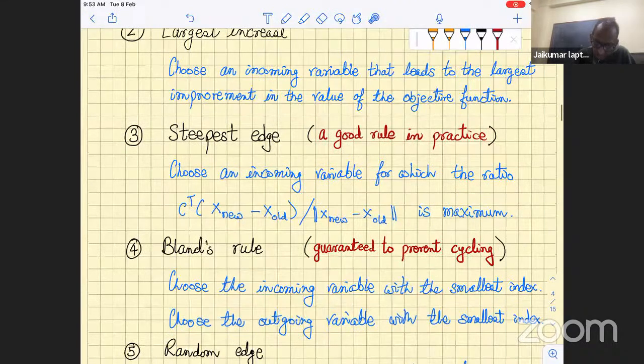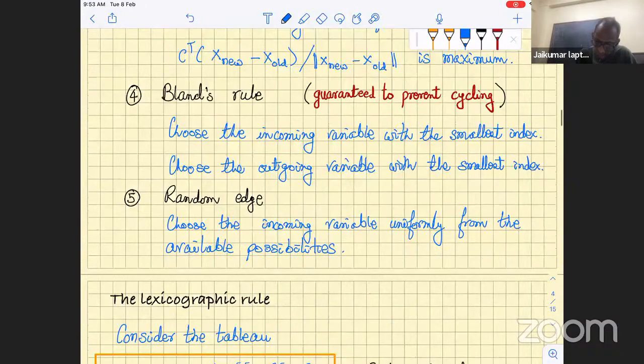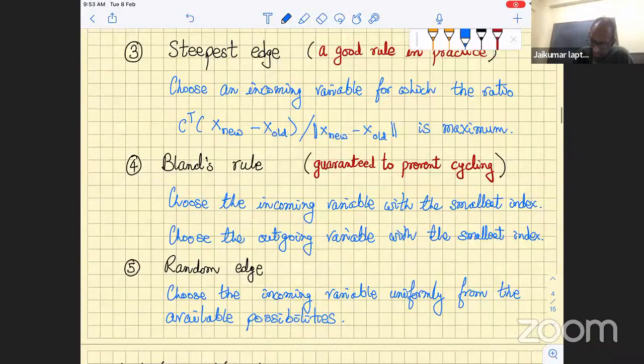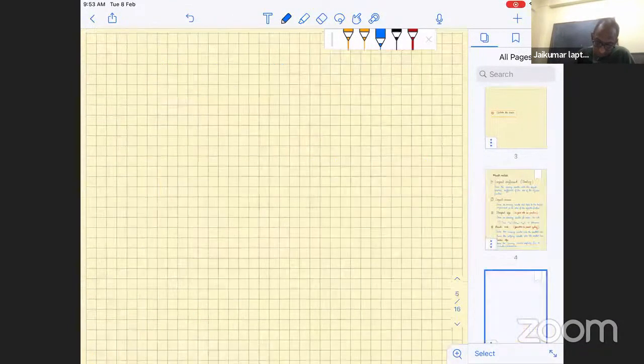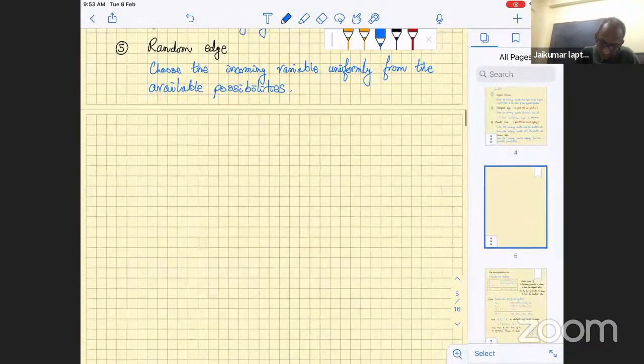The rule that apparently is the champion in practice is this steepest edge rule. So let me try and explain using a picture. Let me just draw a picture if I can.